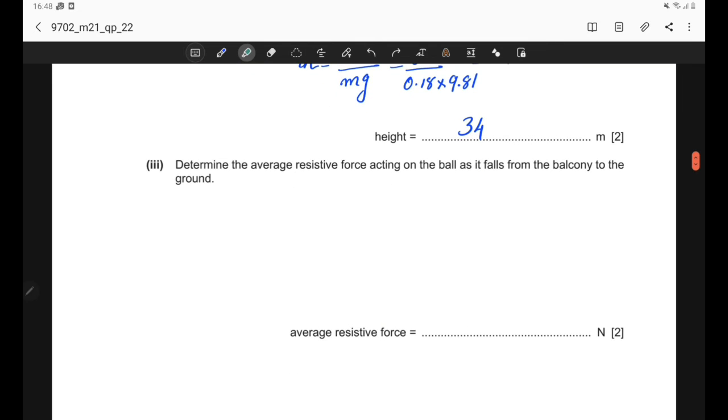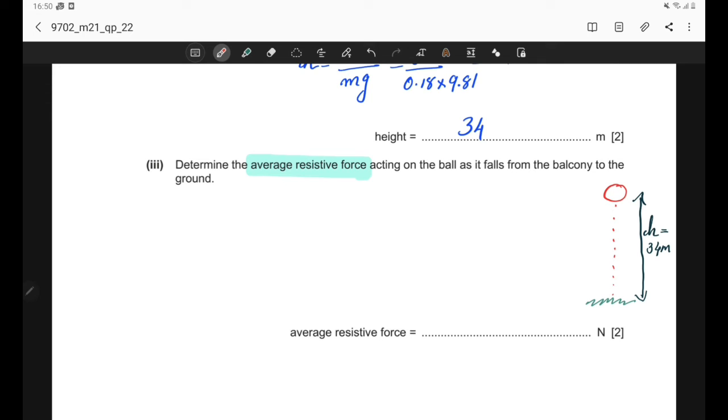Part 3. Determine the average resistive force acting on the ball as it falls from the balcony to the ground. So here we need to calculate the average resistive force. So we have a ball which is falling towards the ground from a height of 34 meter, which we have calculated in the previous section.